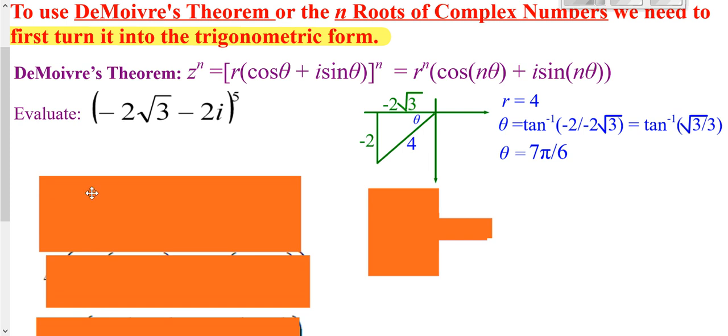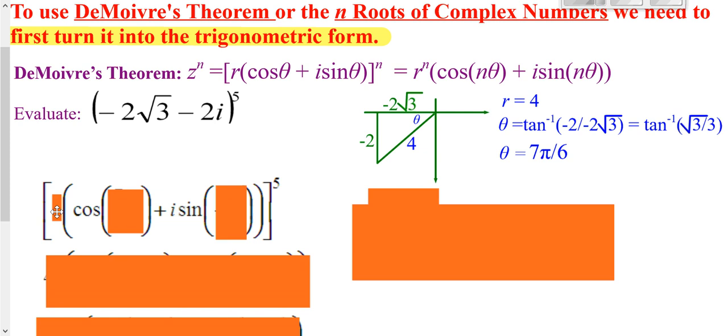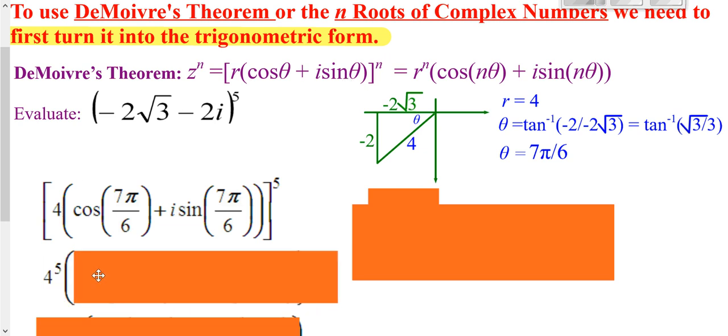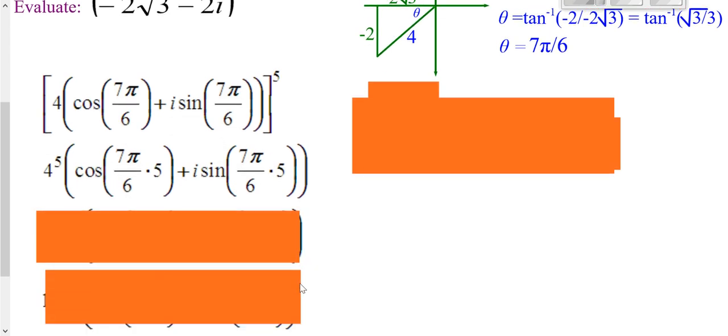So if we write this in trig form, our r is our 4. Our angle is 7 pi over 6. And whatever's after the cosine has to match whatever's after the sine. Still all raised to the 5th power. So our formula up here says we've got to apply that power to our r. And then we've got to take our angle and multiply it by that power. So it's just your angle multiplied by 5. And whatever's after your cosine matches whatever's after your sine.